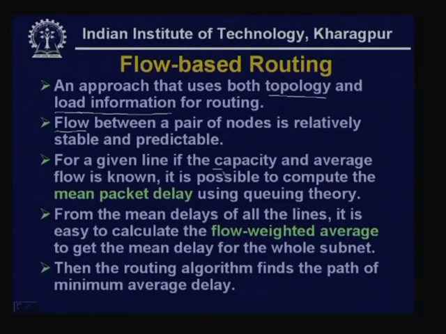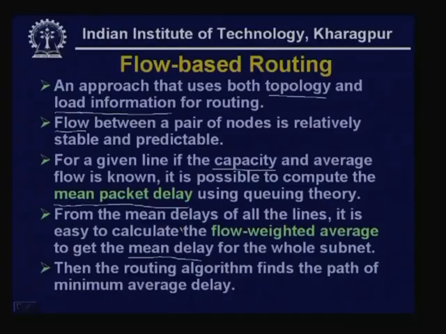So, for a given capacity, that means the data rate of a particular link, the average flow is known. It is possible to compute the mean packet delay using queuing theory. So, queuing theory can be used to compute the mean packet delay for each of the links, and from the mean delays of all the lines, it is easy to calculate a flow weighted average to get the mean delay for the whole subnet. Once you get the mean delay of the whole subnet, that can be used for finding out the least cost path by using Dijkstra's algorithm that we have discussed in detail.